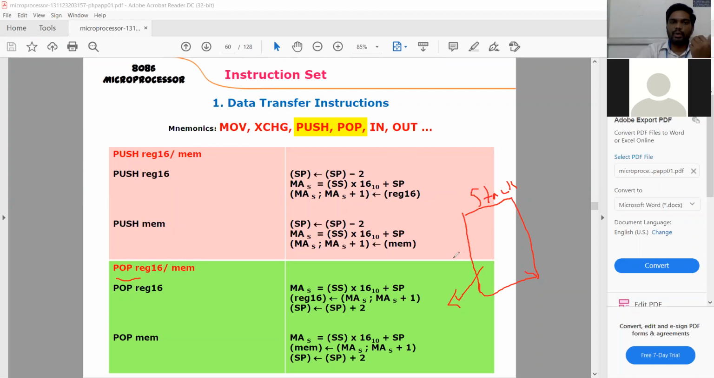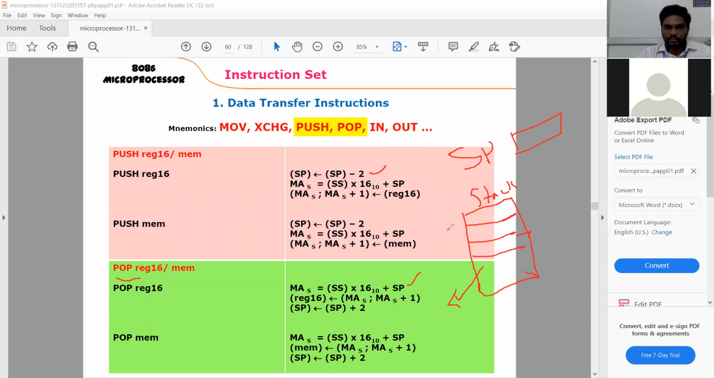So what happens here? Here a decrement operation has taken place. Here the increment operation will take place, because the stack pointer, this is very much important, will always have the topmost address of the stack. What is the principle of stack? First in, last out.